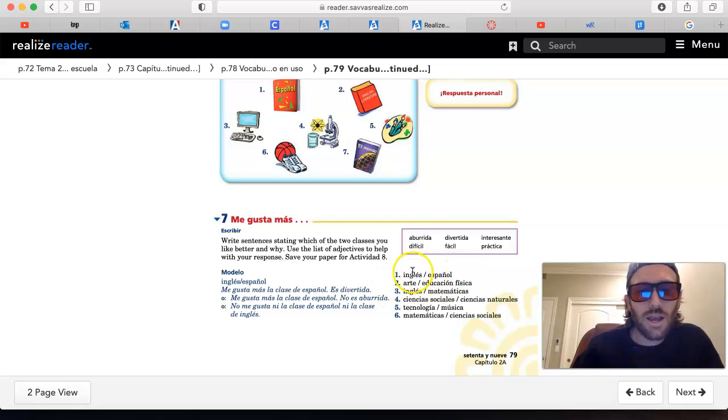¿Me gusta más la clase de español o me gusta más la clase de inglés? ¿Me gusta más la clase de arte o me gusta más la clase de educación física? And then you're going to describe those classes, right? Aburrida, if it's boring, or divertida, if it's fun. Interesante is a cognate, and práctica means practical. Fácil if you think the class is easy, or difícil if you think the class is difficult. Maybe that's a reason for why you like it. All right, so we'll follow the model there to compare classes and talk about why you like that class more.